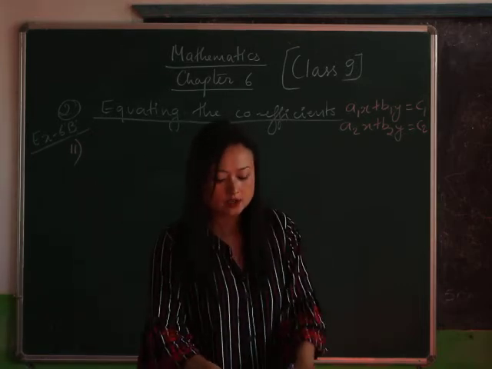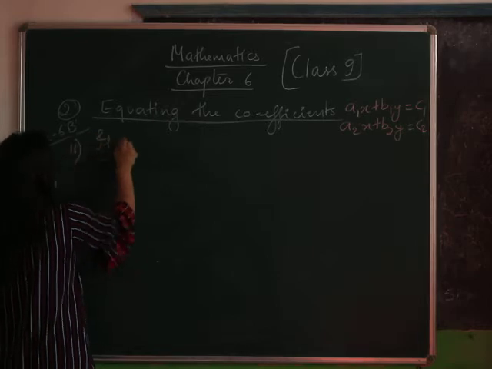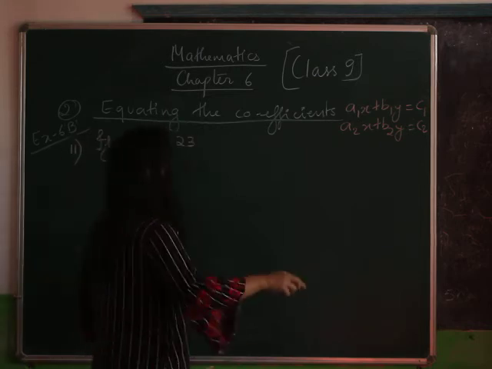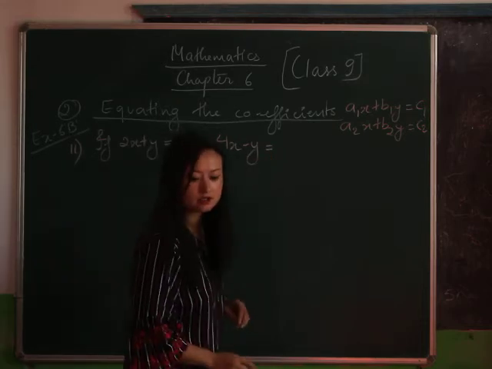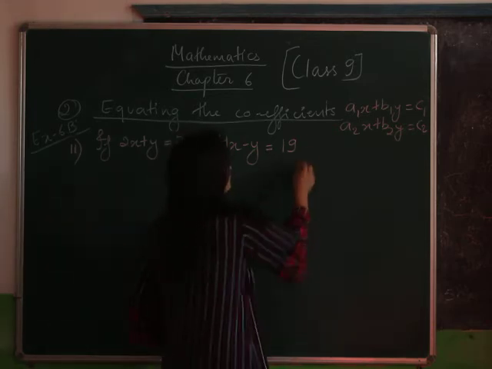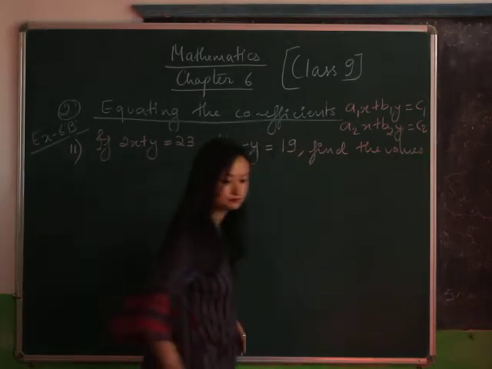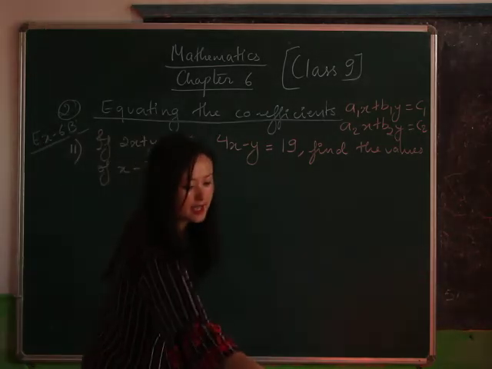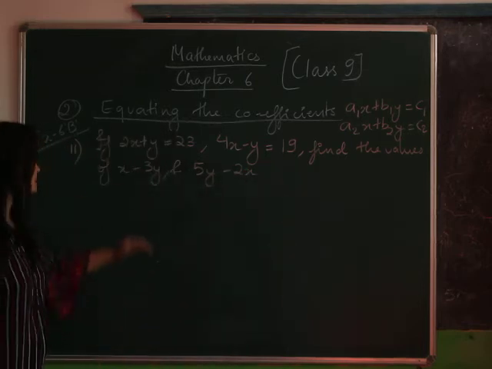Now what does the question say? The question says if 2x plus y is equal to 23 and 4x minus y is given as 19, find the values of x minus 3y and 5y minus 2x. Now we'll come to this part later.